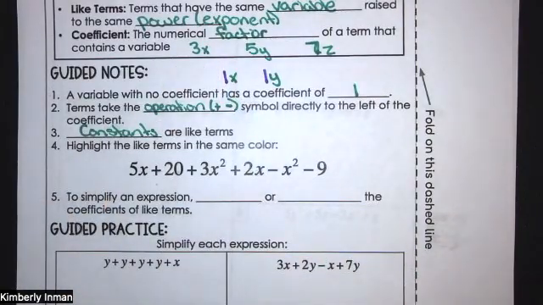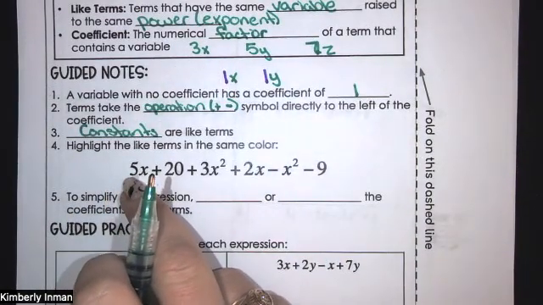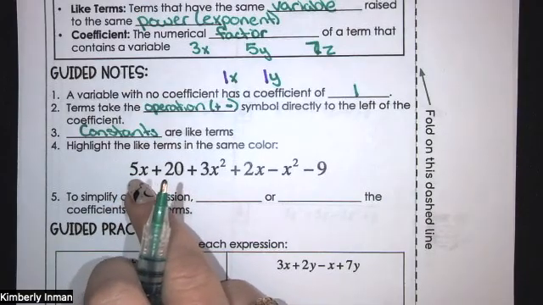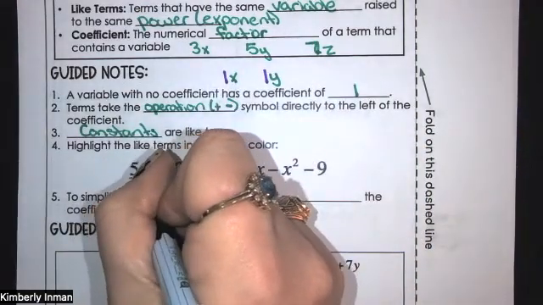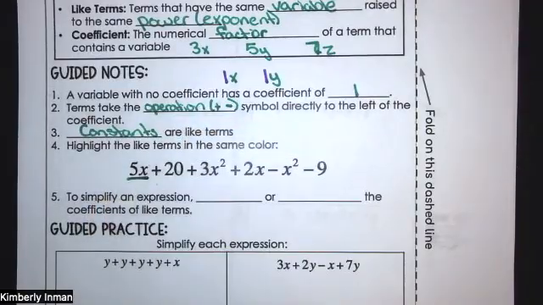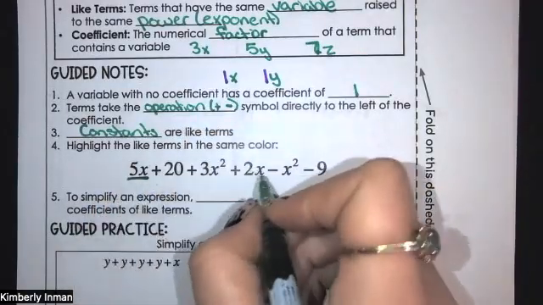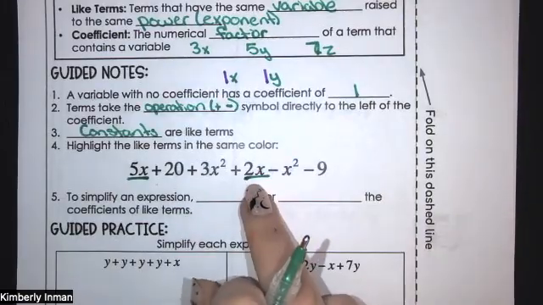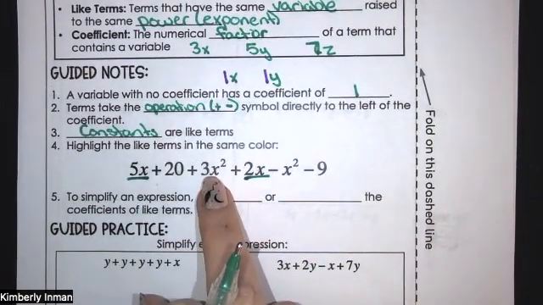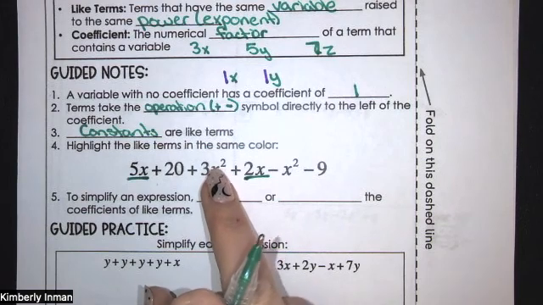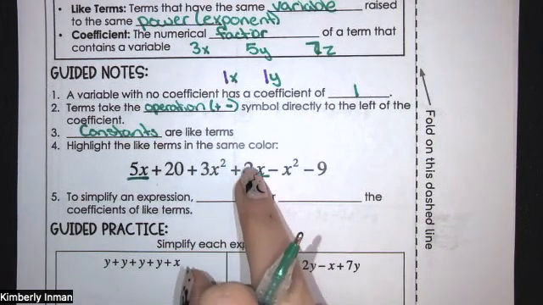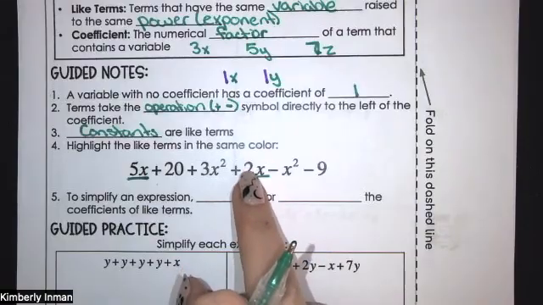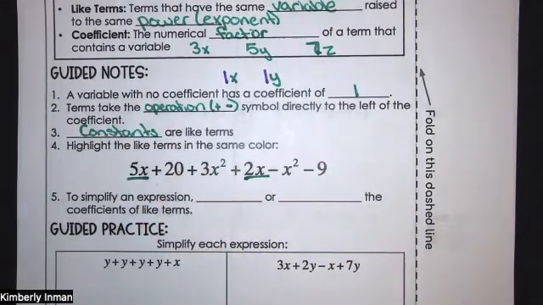Here's where the colors come in handy the most. This 5x, there is an x there. So that is one term. And it has a like term, a similar term right here, 2x. This is not a like term because that one has a different hat. This one is squared. That one doesn't have an exponent, so the exponent would be 1. There's no letter there. So these two are like terms.